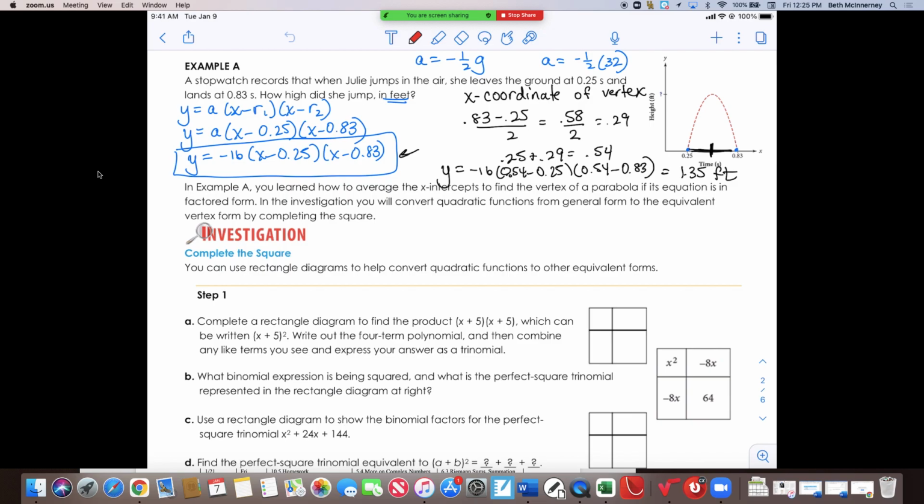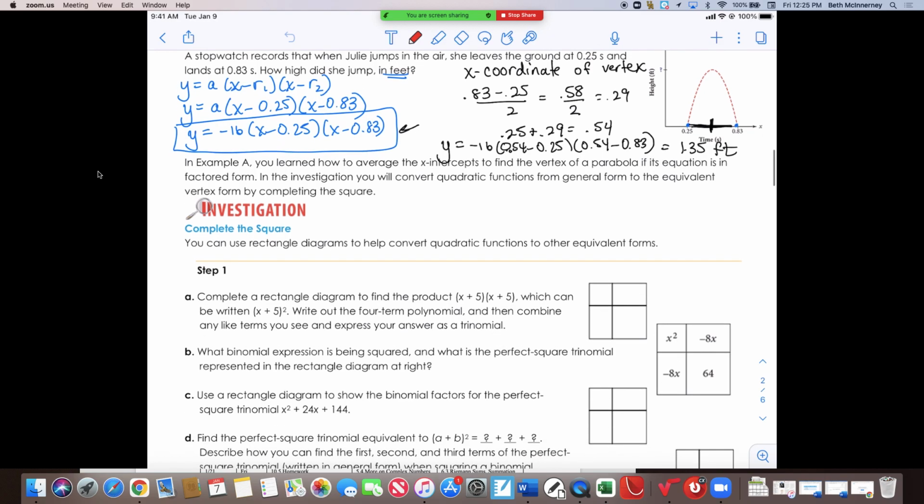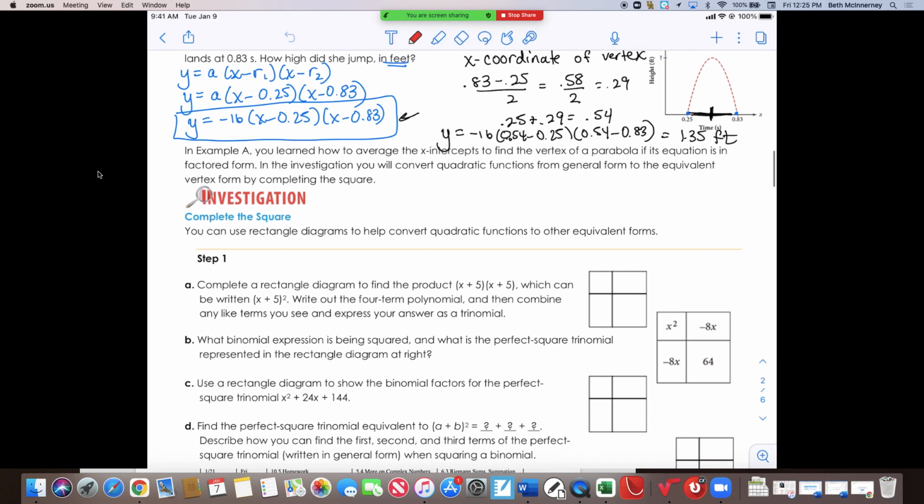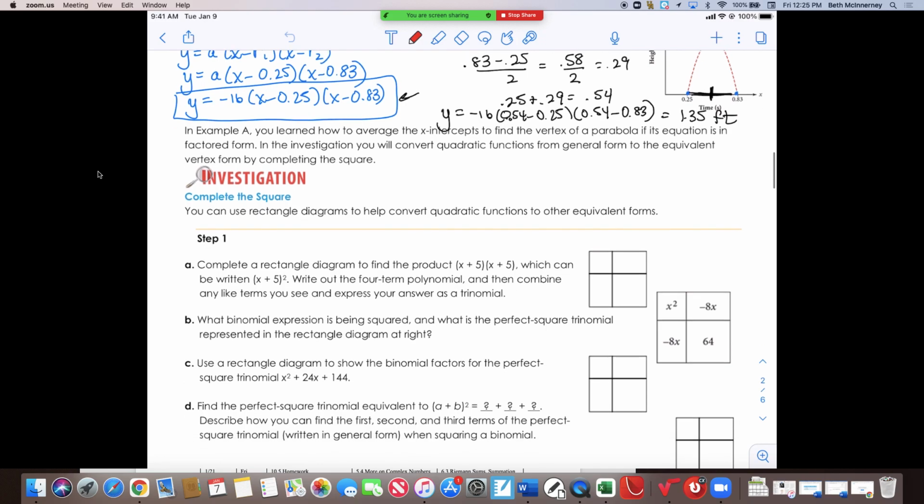Example A, you learned how to average the x-intercepts to find the vertex of a parabola if its equation is in factored form. We're going to do an investigation to discover how you can complete the square. And again, you did this back in Algebra 1, but I'm going to pretend we've never seen it before and just kind of reteach it.